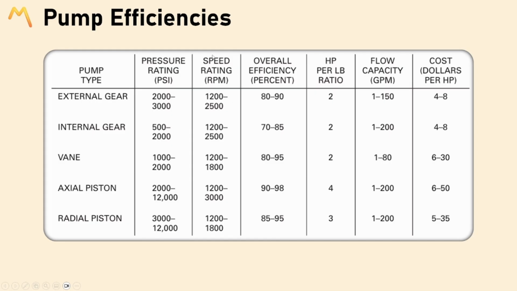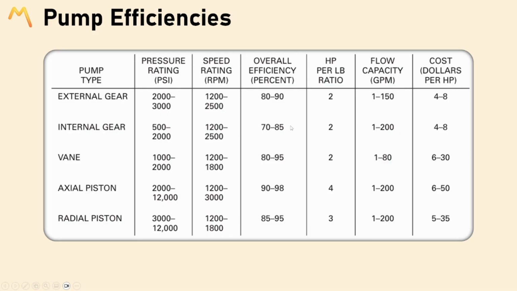For speeds, that is the RPM of the motor that these are running, we see a similar trend, where the external and internal gear pumps and the vane pump all fall in a similar 1,000 to 2,000 range, while the axial and radial piston pumps can run at a slightly higher speed. The important thing here is the overall efficiency, as we just discussed, for each of these types of pumps.